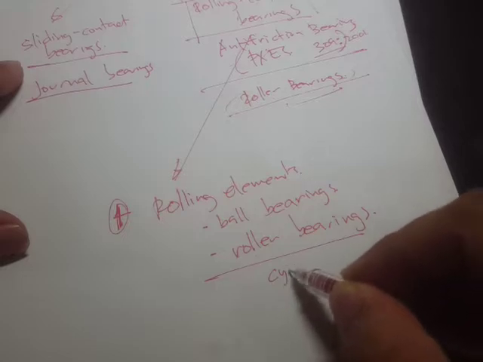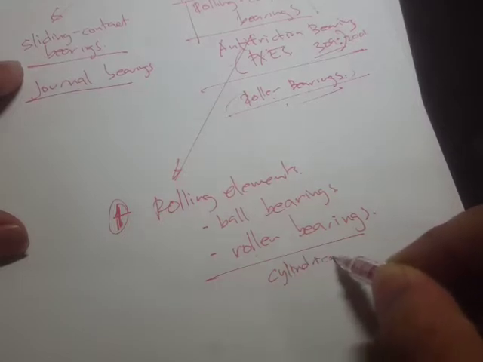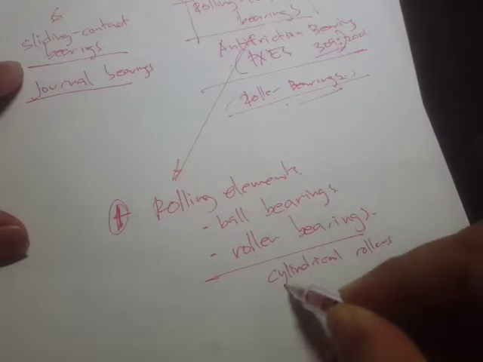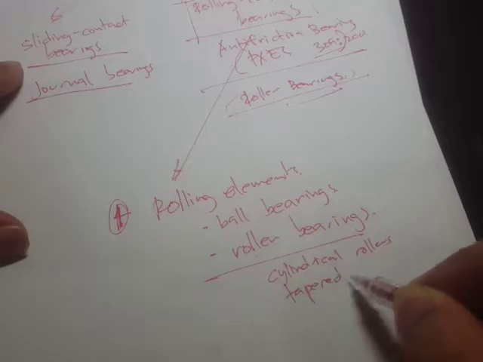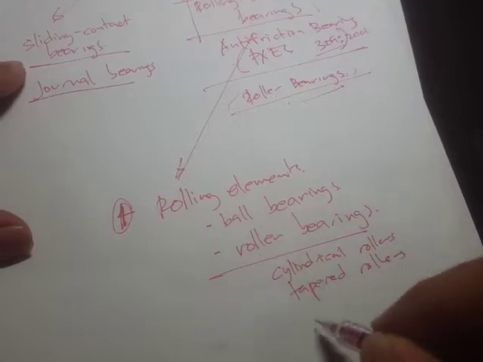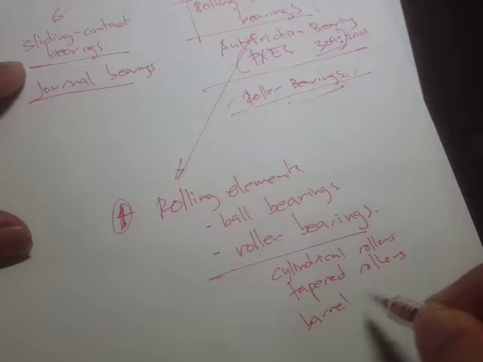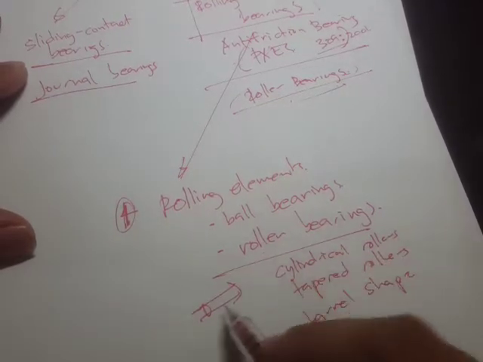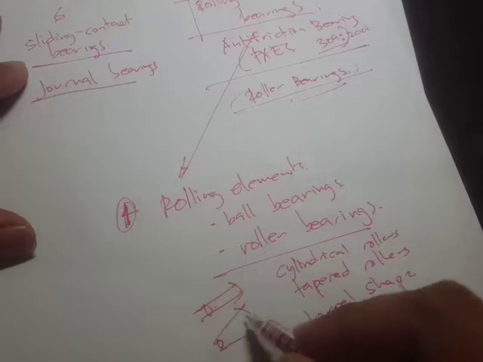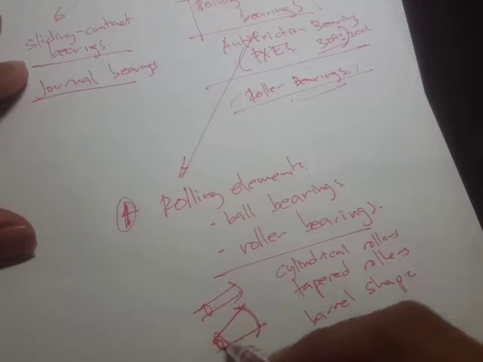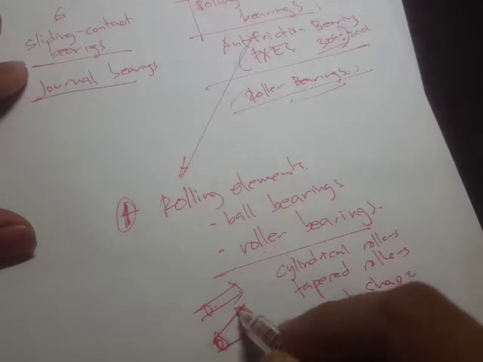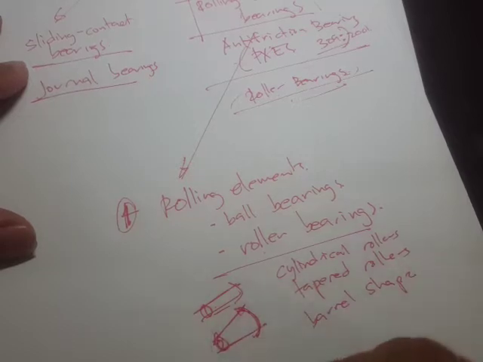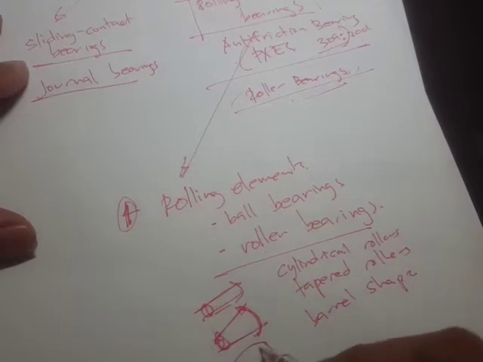Okay, so when we say roller bearings right here, sometimes this refers to the cylindrical rollers, tapered rollers, and also the barrel shape. Okay, so if we draw this, here's the cylinder, and the tapered has this tapered shape, and the barrel shape is like this.